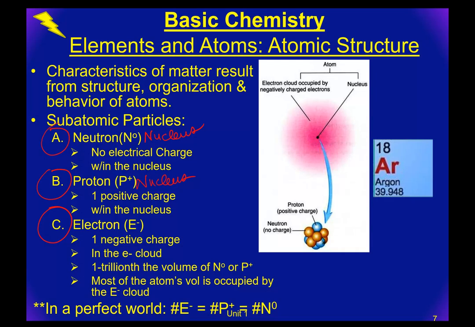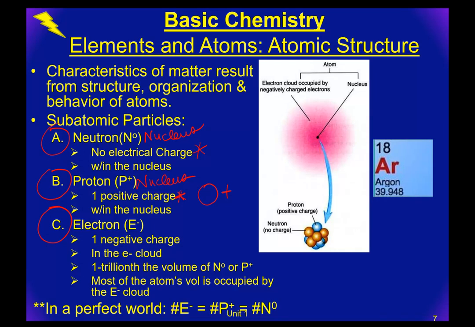As well, our neutron has no charge to it. That's why it's called a neutron, because it's neutral. Our proton has 1 positive charge per proton. So for every proton, there's 1 plus associated with it.